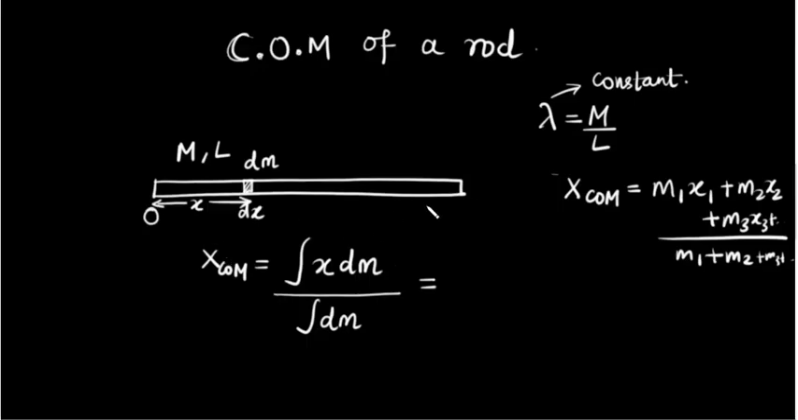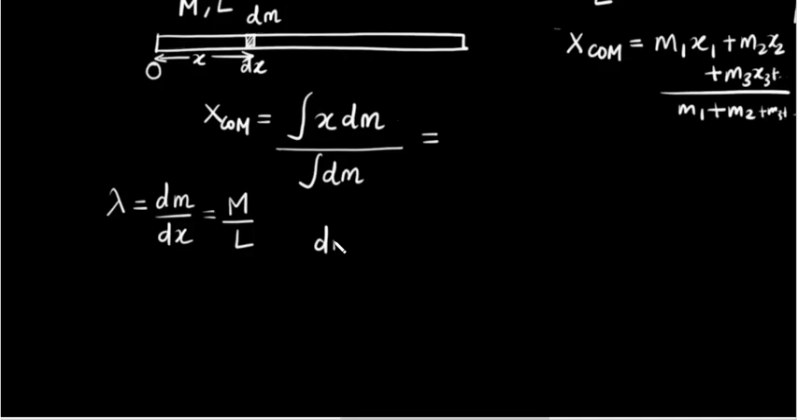Now see here we have lambda as mass per unit length, right? So lambda can be written as this mass dm divided by dx. Of course this will be equal to m by l only. Why? Because the mass is uniformly distributed. So here we can write instead of dm as lambda dx. So let me write over here dm is equal to lambda times dx. So let me put this over here.